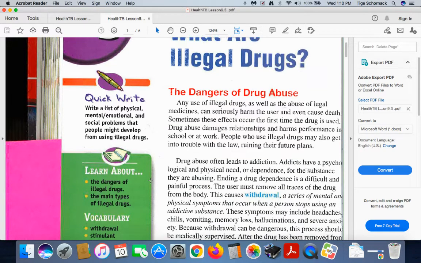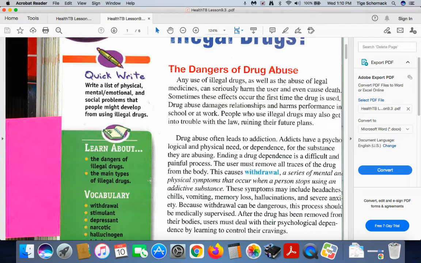We're going to learn about the dangers of illegal drugs and the main types of illegal drugs. So I was talking with a student today. Again, when we hear the word drug, when we talk about connotation, we just think of drug as something illegal. Marijuana, cocaine, heroin, methamphetamines, things that are not good for us.